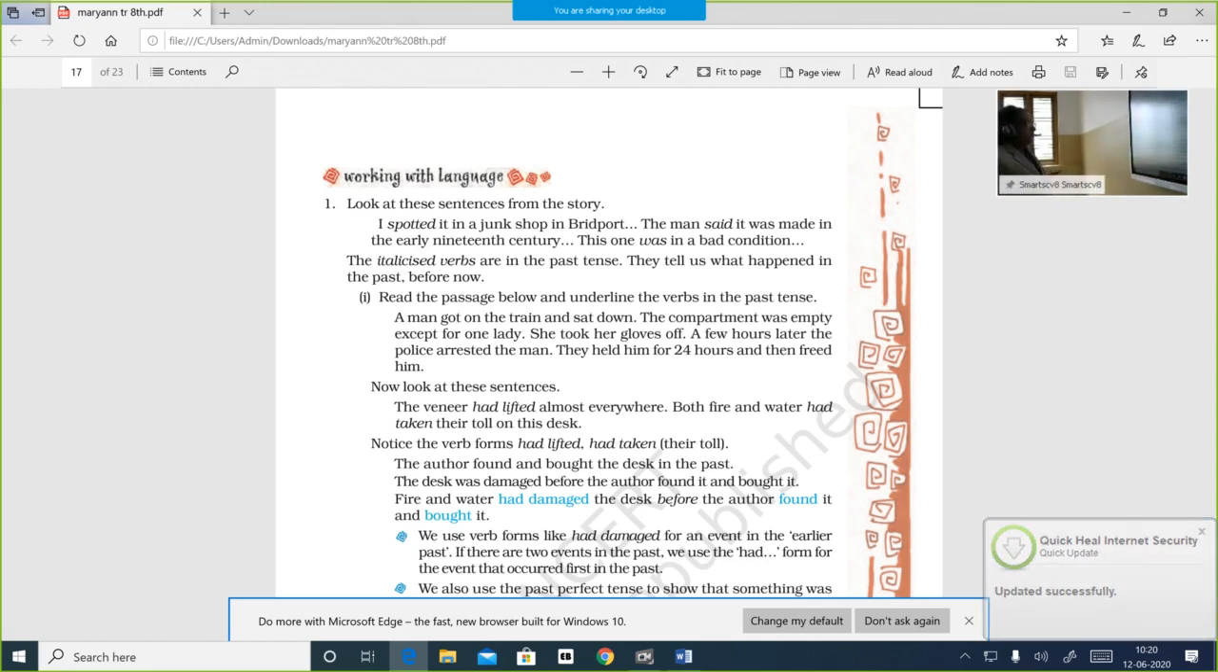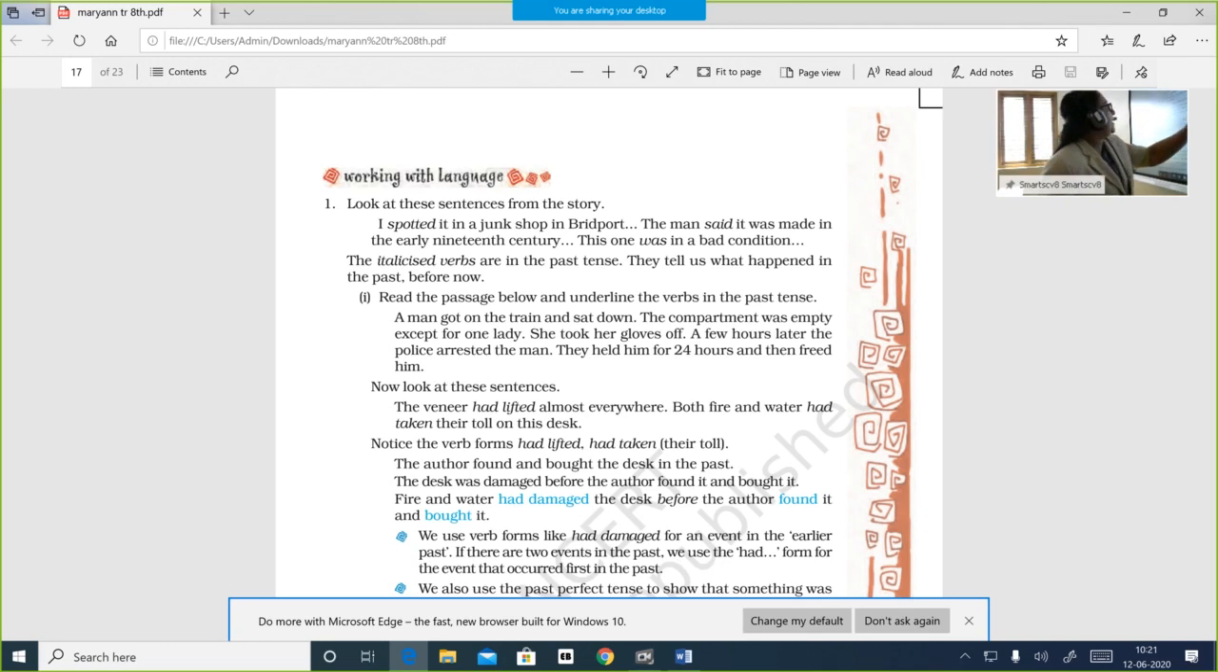I will not say the answers. I will start the countdown. You will finish doing it. A few hours later, the police arrested the man. They held him for 24 hours and then freed him. These two sentences, from a few hours till freed him, you have to find the past tense verbs. Start doing. The countdown starts now. 10, 9, 8, 7, 6, 5, 4, 3, 2, 1, stop. I know you finished doing.